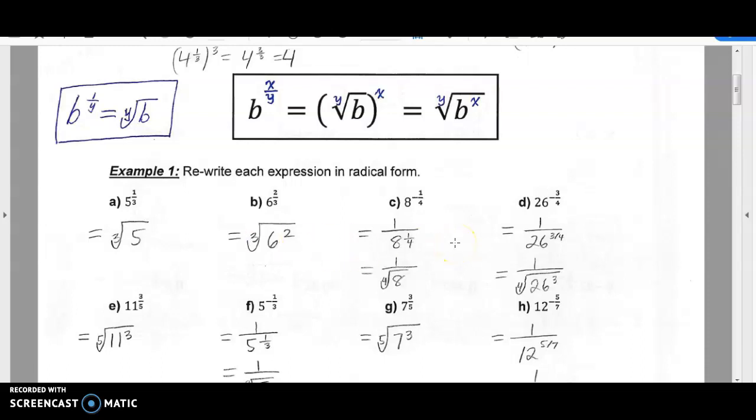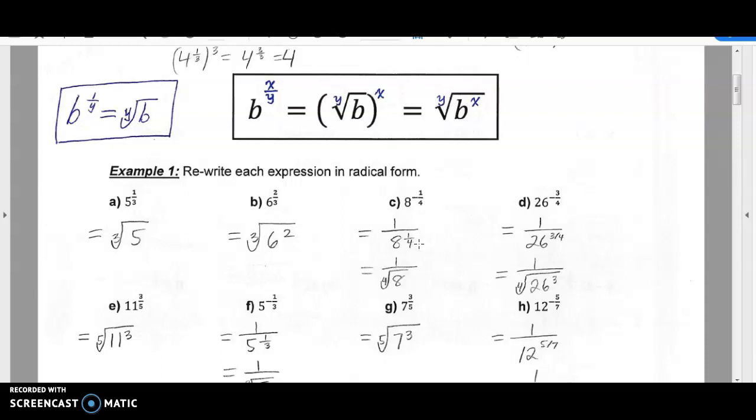The last one I wanted to go over here is if we have a negative exponent. Let's look at C, for example. Remember, we can't evaluate with negative exponents, so in order to evaluate, we've got to change it to a positive exponent. Remembering back to last lesson, how do we do that? When we have a negative exponent like we do here, 8 to the power of negative 1 over 4, we flip the base, so the 8 becomes 1 over 8, and then the exponent becomes positive, to the power of 1 over 4.